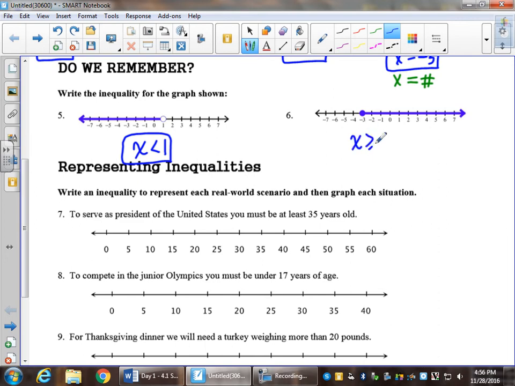I get x is greater than or equal to -3. Greater than because it's shading to the right, so bigger than -3, and I have the or equal to part because it's a solid dot.